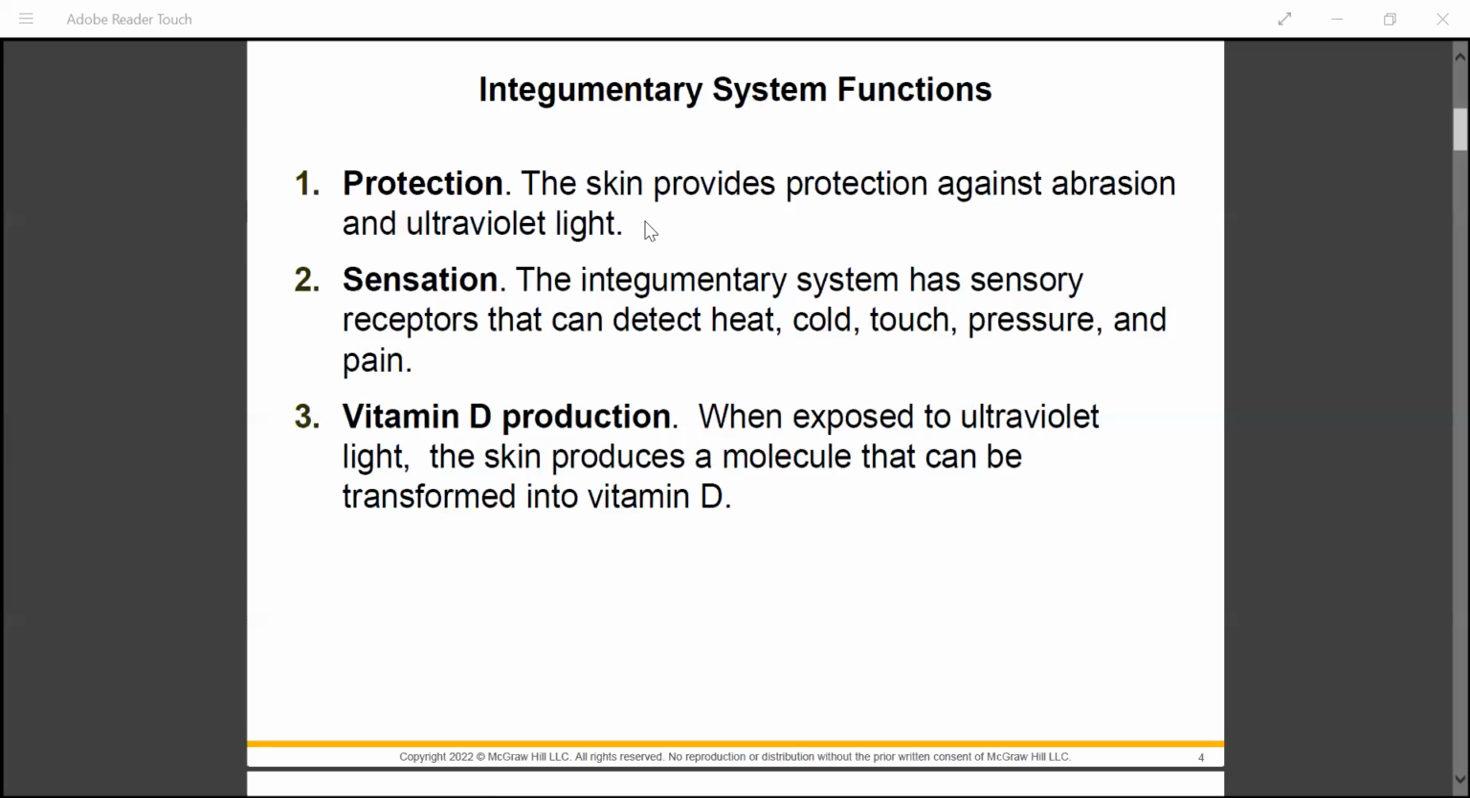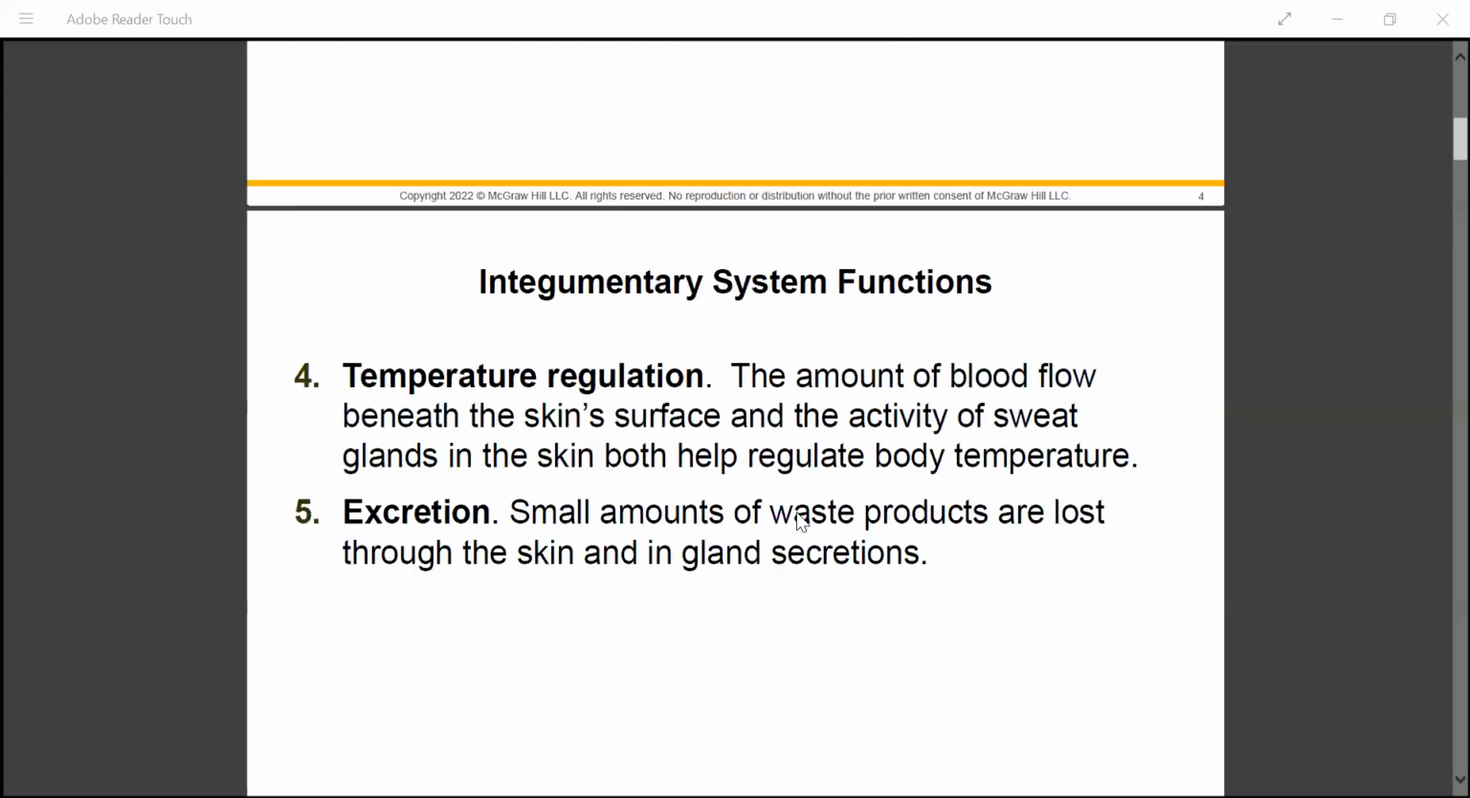The skin is also vital for vitamin D production. So when our skin is exposed to ultraviolet light, there's a molecule produced that transforms vitamin D into its usable form. So we don't actually utilize vitamin D directly within the skin, but vitamin D is essential for our bone health, and our skin getting sunlight is the only way that we can actually process vitamin D.